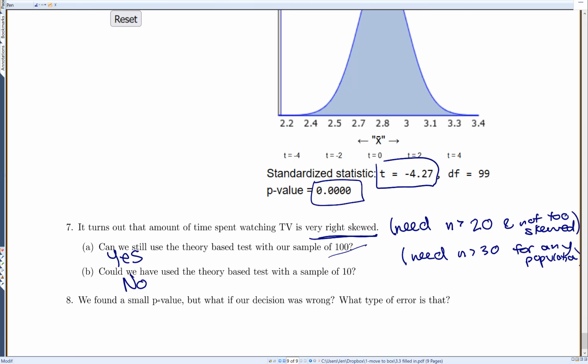Okay. Now, in this problem, we found a small p-value, but what if our decision was wrong? What type of error is that? So remember, small p-value is always going to be type 1, because we're always hoping for small p-values, so that's our type 1 error.